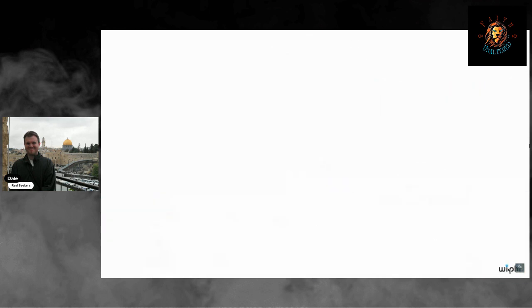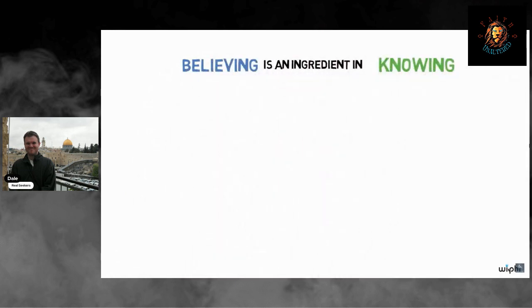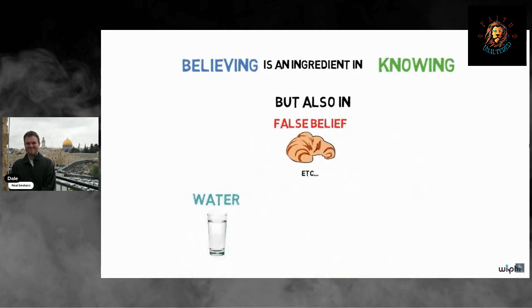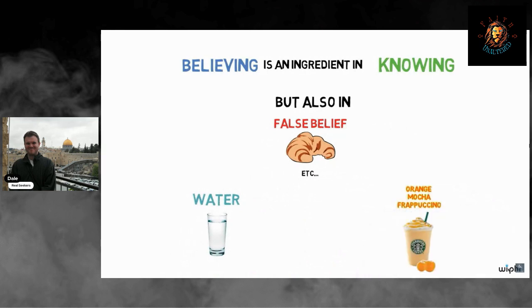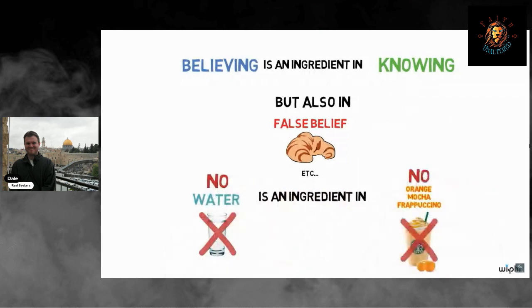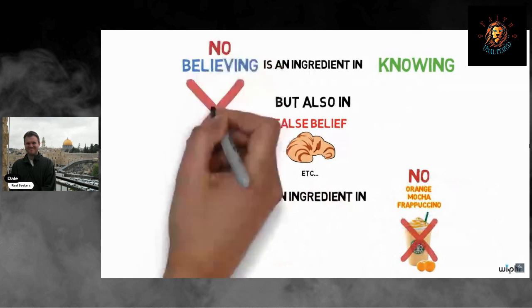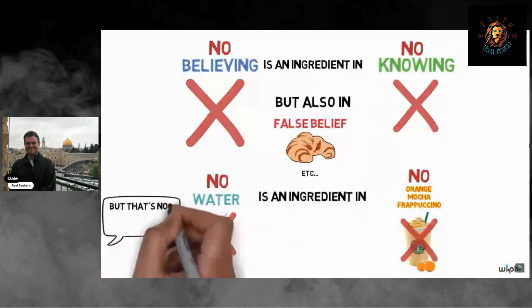And you might think this has to mean that believing is just an ingredient in knowing together with other factors. That would make believing something more basic, a building block that's included in knowledge, but also in other conditions like false belief. Think of water. It's more common and more basic than orange mocha frappuccino, in which it figures as one ingredient among many. If there were no water, there'd be no orange mocha frappuccino. Likewise, if no one had any beliefs, there would be no knowledge. This ingredient model is not the only one to follow, however.